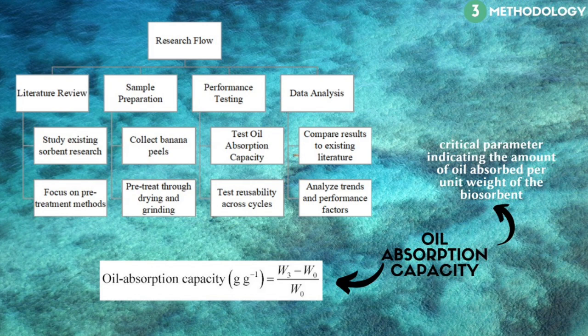Finally, the results were analyzed and compared with previous studies to identify the key performance trends and determine the effectiveness of banana peels as a low-cost biosorbent. This methodology demonstrates how agricultural waste can be reused innovatively, supporting the concept of circular economy in environmental protection.